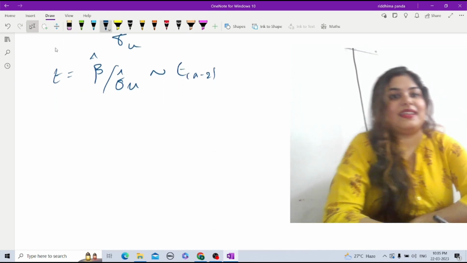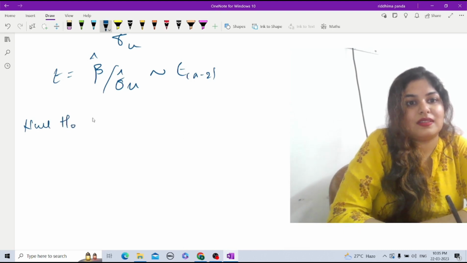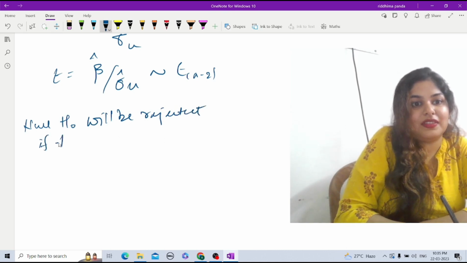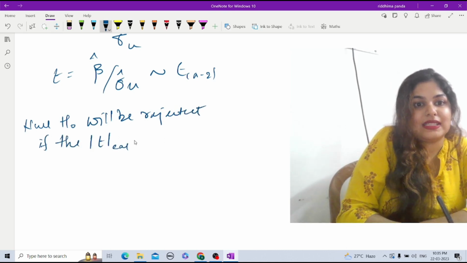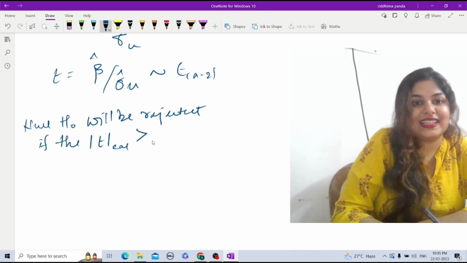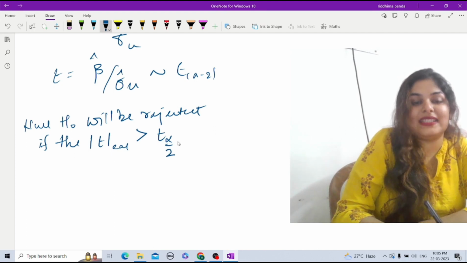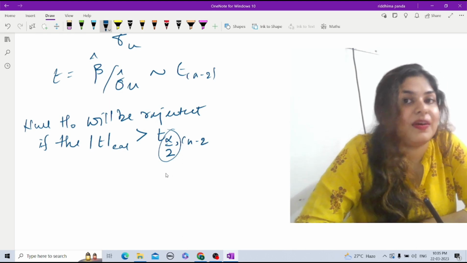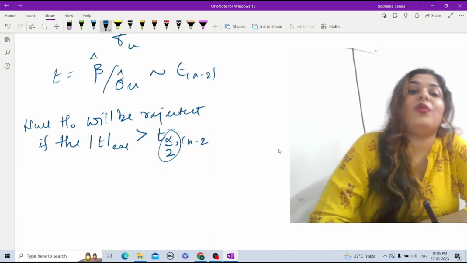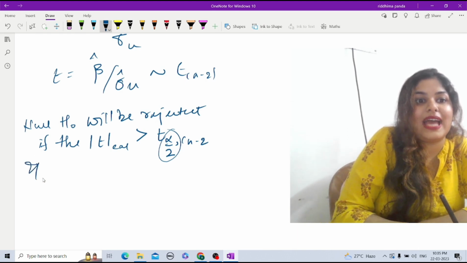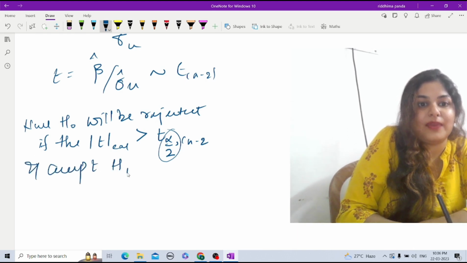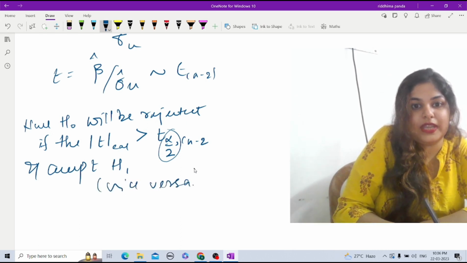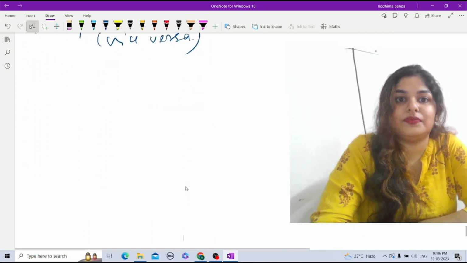Now comes the part of testing. The null hypothesis will be rejected if the calculated value of t is greater than the tabulated value at alpha by 2 comma n minus 2. Why alpha by 2 here? Because this is a two-tailed test, so alpha by 2, where alpha is the level of significance. We will reject it if this is the condition and accept the alternative hypothesis, and if it is the opposite, then vice versa.